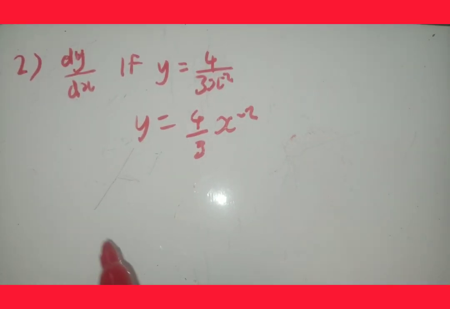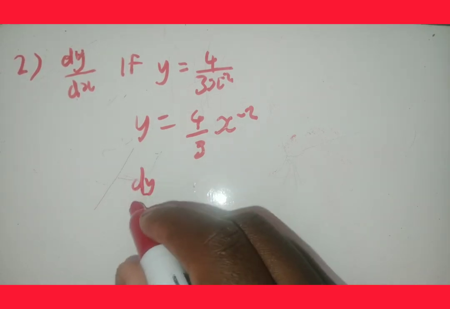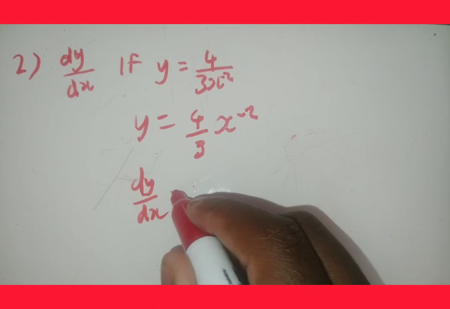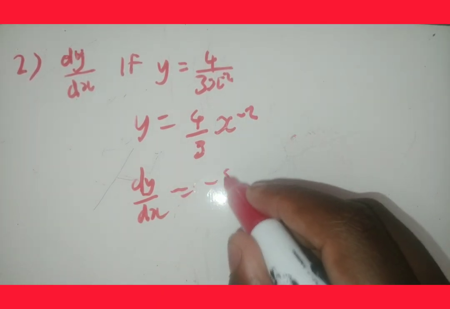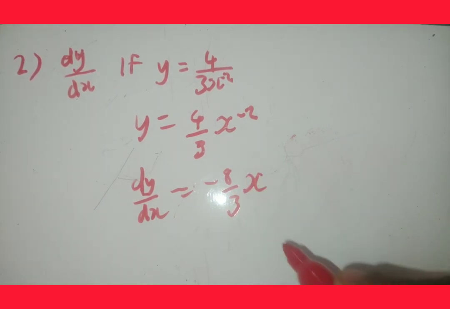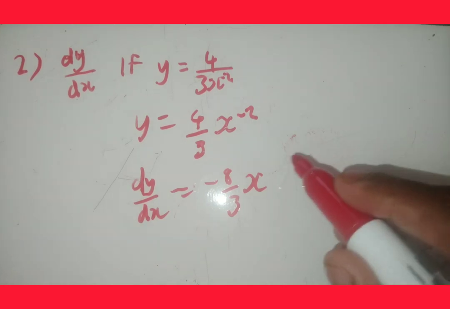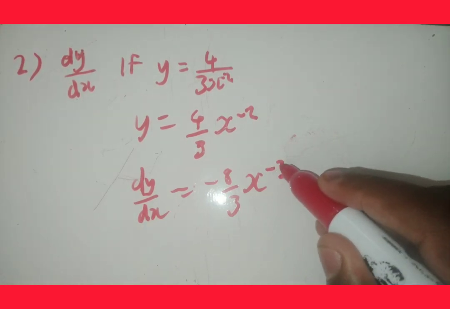So now that we've made it into a differentiable form, we can now derive. When we derive, that's when we write the derivative of y with respect to x. Then this 4 over 3 times -2 is -8 over 3. If you don't know how to deal with fractions, you can just use the calculator. So then we have -2 minus 1. -2 minus 1 is -3.